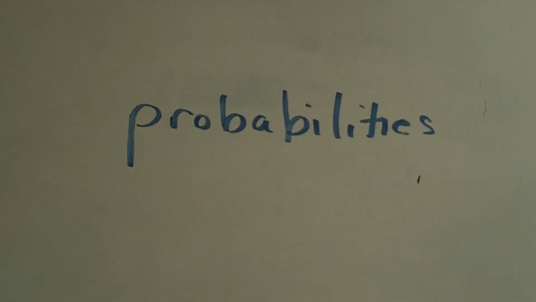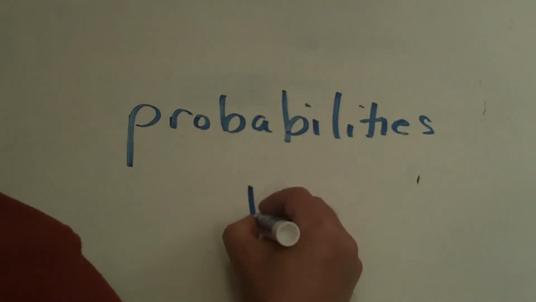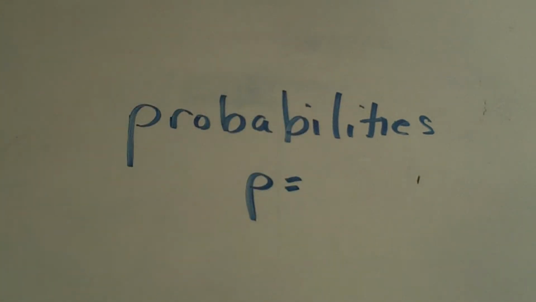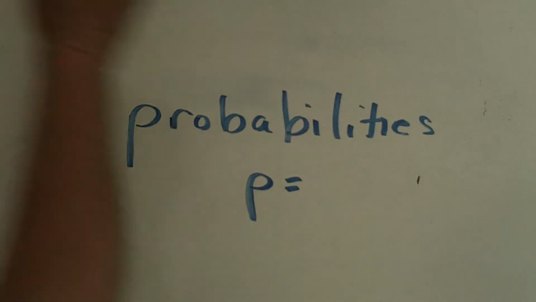Let's talk about probabilities, also represented just by a small case p. Probabilities have to do with the mathematical chances that things are going to occur. So let's take a simple coin, heads, tails. If I flip this coin, what is the probability that I'm going to get a heads?